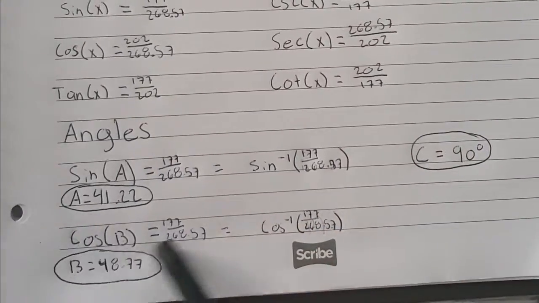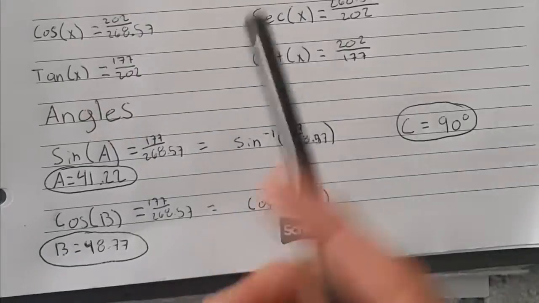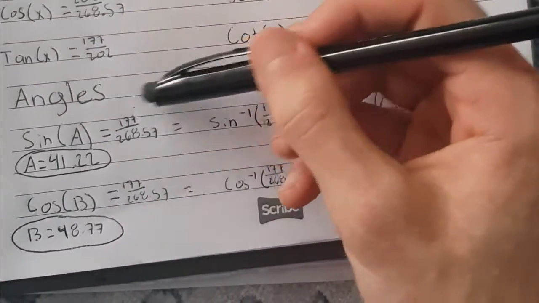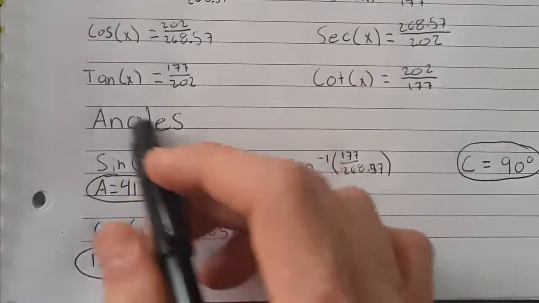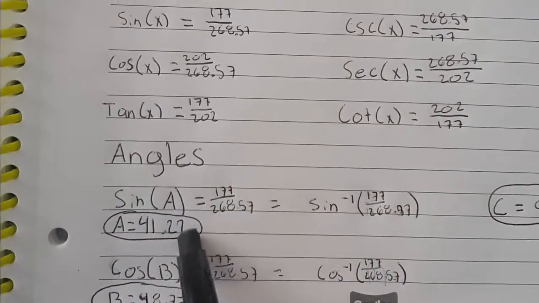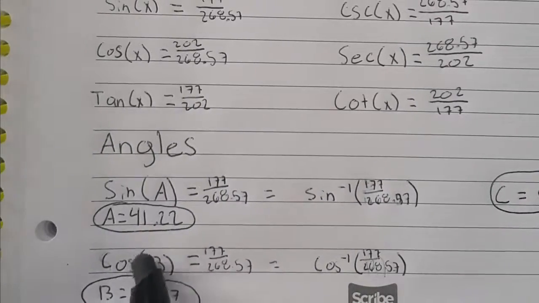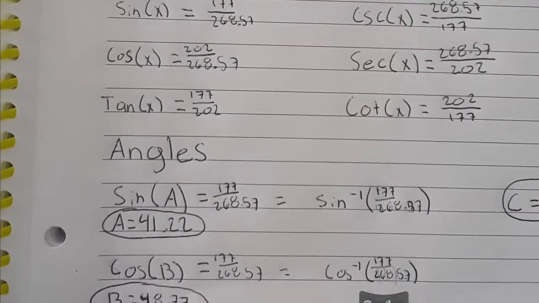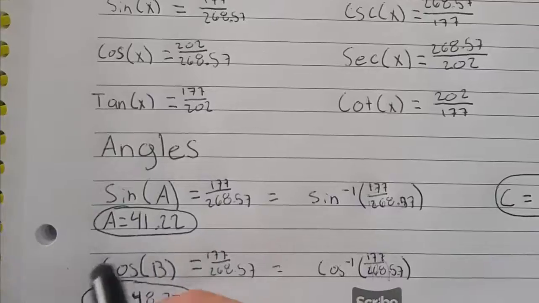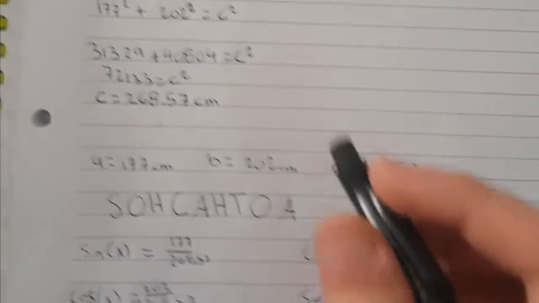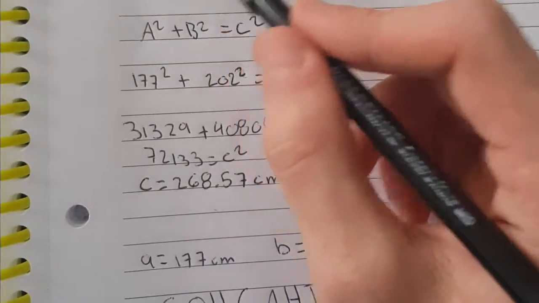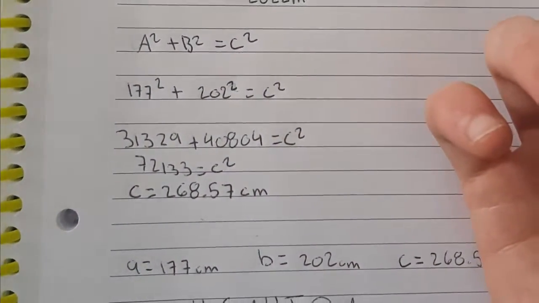And then for the angles, we're going to use sine of A, which is equal to 177 over 268.57, and it's going to give us 41.22, and that's angle A. And then it's the same for B, but with cosine. And with that, we're going to get 48.77 as angle B. And we already knew that angle C was 90 degrees, because in the triangle we can see that it's 90 degrees in here, and because it's a right triangle.